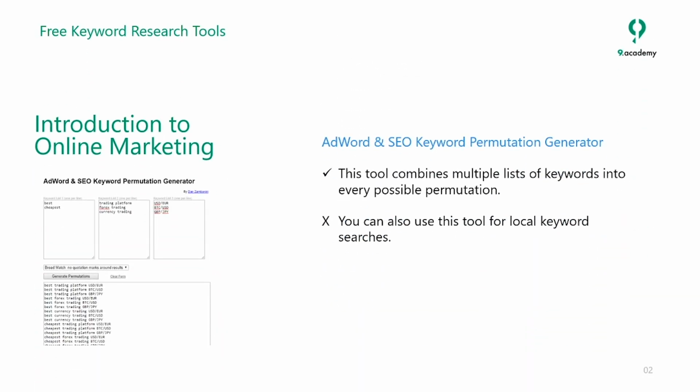Free keyword research tools. So we have AdWords and SEO keyword permutation generator. This tool combines multiple lists of keywords into every possible permutation. So this is a very good tool, but the drawback is that you can only use this tool for local keyword searches. Okay, so local means local based on your IP where you are. It's fine, because as far as I'm concerned, you want to conquer local before you go global, but of course your social media accounts and other accounts will give you some global access as well.